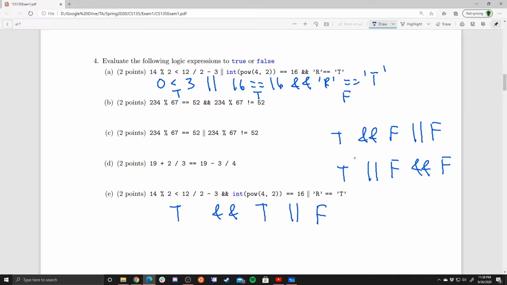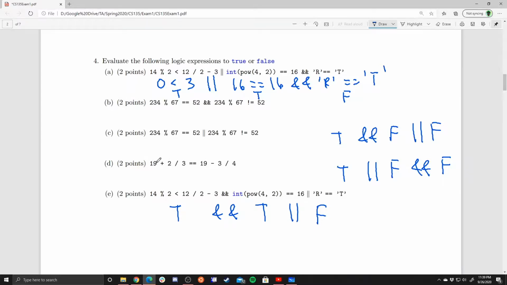This one though, we do the false and false part first to give us false, then true or false gives us true. So here's a case where if you think it's from left to right, the ands and the ors, you're going to get a wrong answer. The ands are always first. No matter where the and appears, the and gets evaluated first before the ors. So that's the scenario over here.